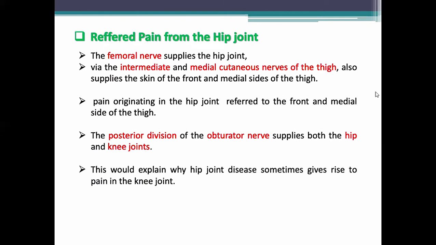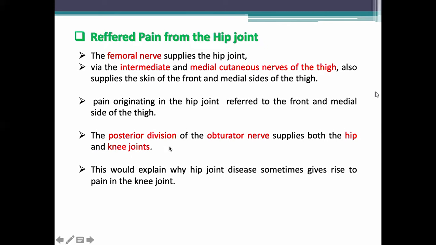For the clinical notes, referred pain from the hip joint. The femoral nerve supplies the hip joint. The femoral nerve also has branches, the intermediate and the medial cutaneous nerves of the thigh, so that pain or inflammation of the hip joint may be referred to the front and medial side of the thigh because of this innervation, because of the intermediate and the medial cutaneous nerves of the thigh.